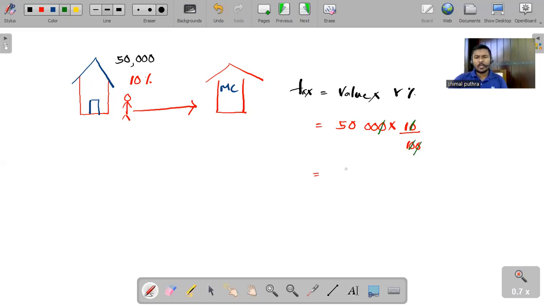It's remaining 5,000. So we found that if we have a house, we have to pay tax according to the valuation. In this certain house, the valuation is 50,000. Then I had to pay 10% of the valuation. The answer is 5,000. Okay, I will erase this one. If you want to write anything, please pause this video and you can write.